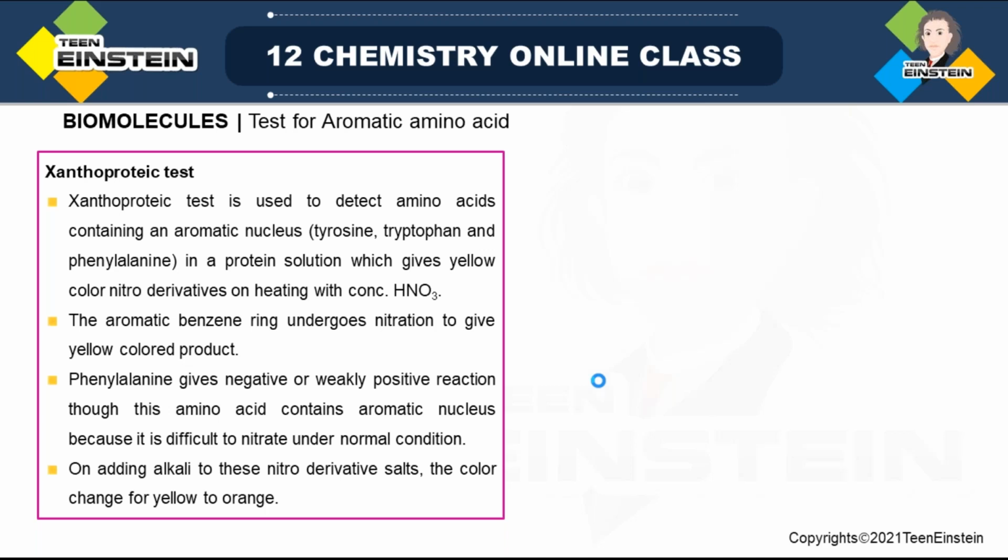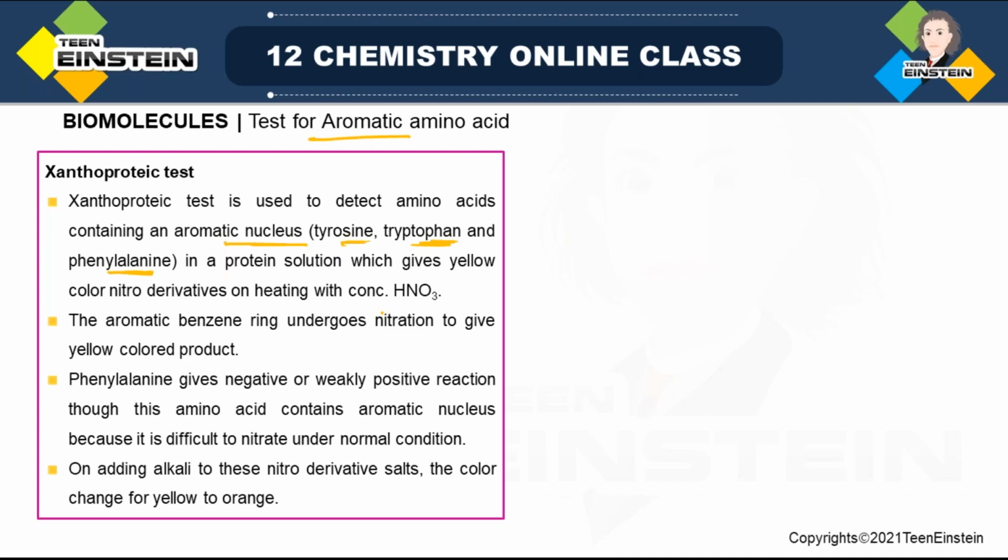This test is done for aromatic amino acids, not just any amino acid. When I say aromatic amino acid, that means the side chain should contain a benzene ring, and this reaction is known as the xanthoproteic test. It is used to detect amino acids containing an aromatic nucleus. For example, tyrosine, where the aromatic nucleus is present in the side chain; tryptophan, where an indole moiety is present; then phenylalanine, though for phenylalanine there is some special discussion we will do.